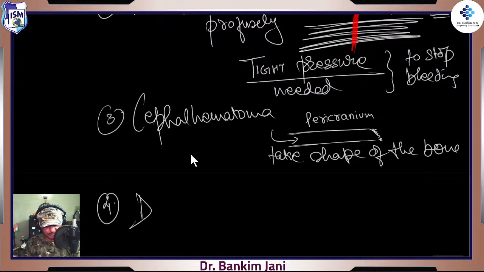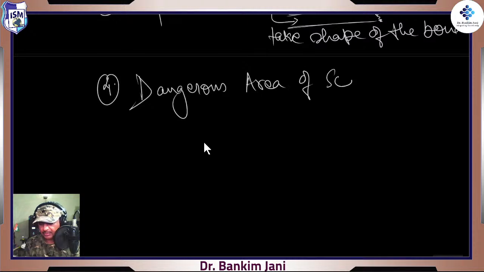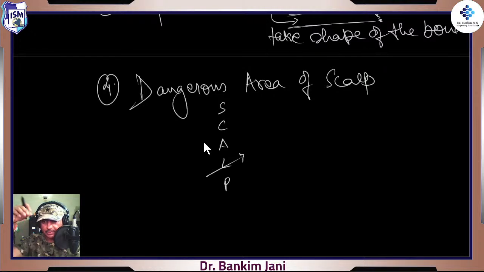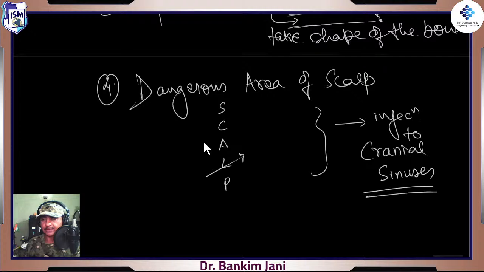We talked about that dangerous area, right? This you should not forget. This is the dangerous area of scalp, right? What was that? That was the loose areolar tissue layer. That's the dangerous area. Because over here, it can carry infection to the most important, the cranial sinuses, right? Venous sinuses. So that way, it will go all the way.